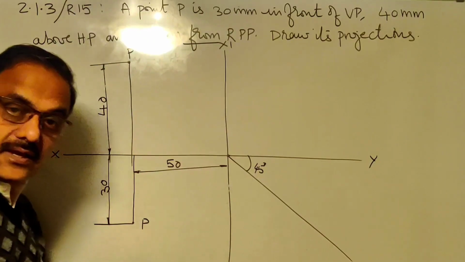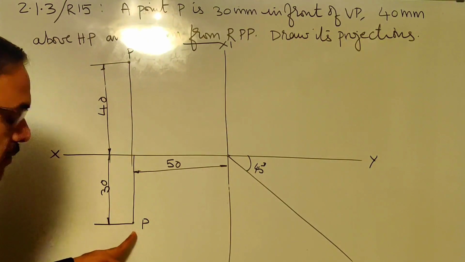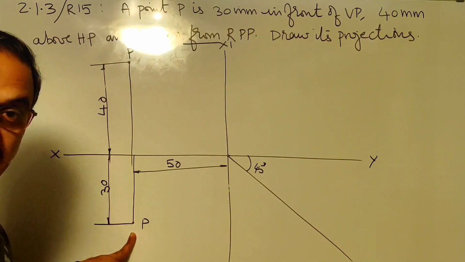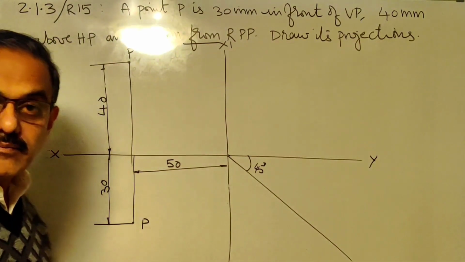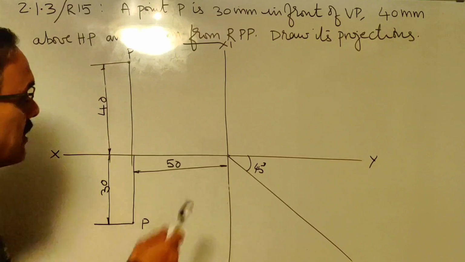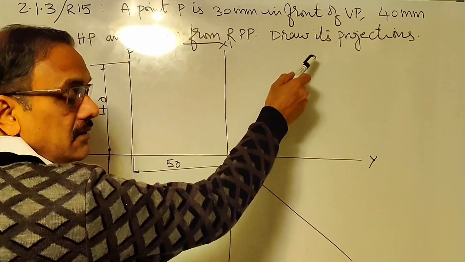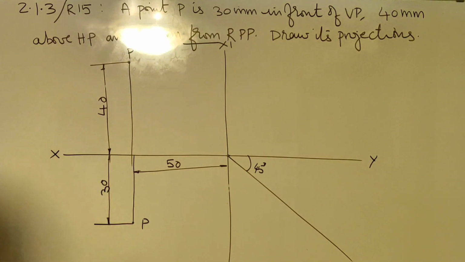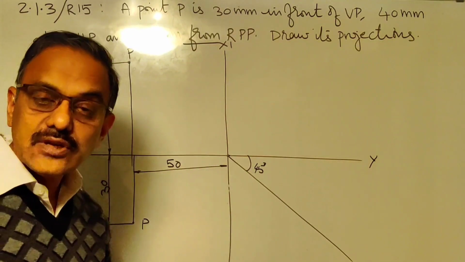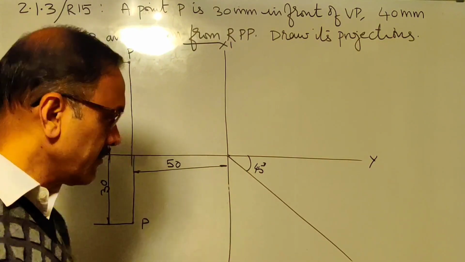But what did I say? Locate where you have the top view. If the top view is found below the xy line, draw the 45 degree line also below the xy line. If it is found above the xy line, I would have drawn it here. Done. So the 45 degree line is drawn. This is a construction line, so it must be drawn as a thin line.